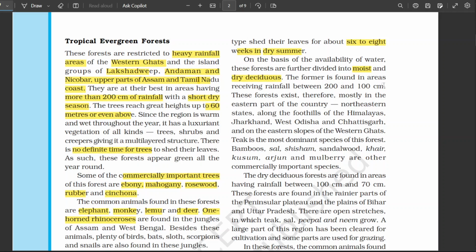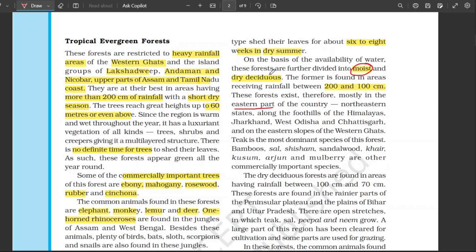The former is found in areas receiving rainfall between 200 to 100 centimeters. तो 200 to 70 सेंटीमीटर का ब्रॉड डिवीजन है, लेकिन 200 to 100 सेंटीमीटर that is moist deciduous forests. These forests, अब हम moist deciduous की बात कर रहे हैं, are therefore mostly in the eastern part of the country.